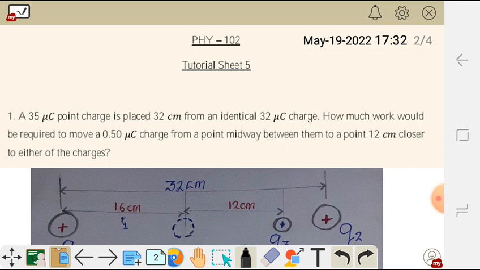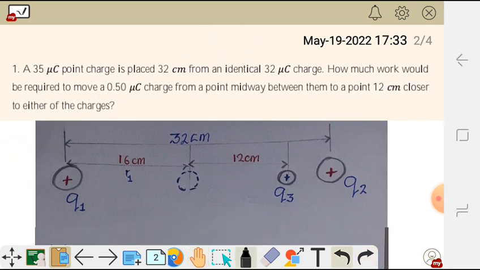So the first step in tackling this question, as we did in my previous video, is to draw a diagram which illustrates what is happening in the question. They are saying we have a 35 microcoulomb charge, so you indicate that on a diagram. We draw a charge Q1, and then it is 32 centimeters away from another charge. This charge is identical, so it will also be 35 microcoulomb. You represent it as Q2, 32 centimeters away.